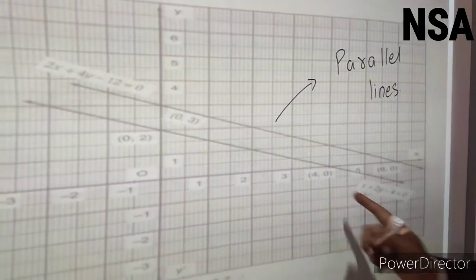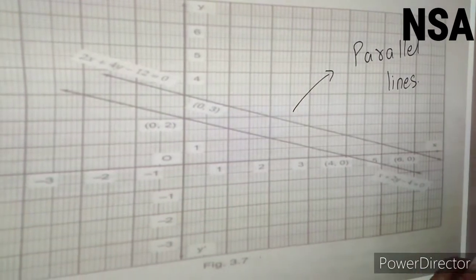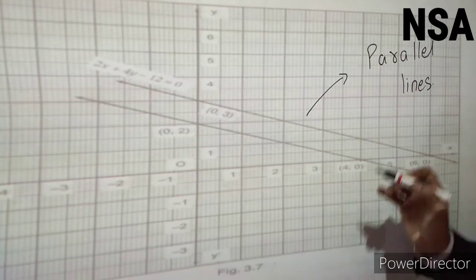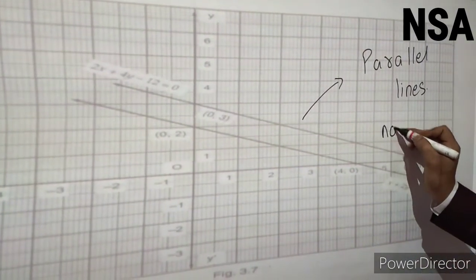Now, in case of parallel lines, you see that the 2 lines never cross each other or overlap each other. So if the 2 lines are not crossing each other or overlapping each other, it has no solution.